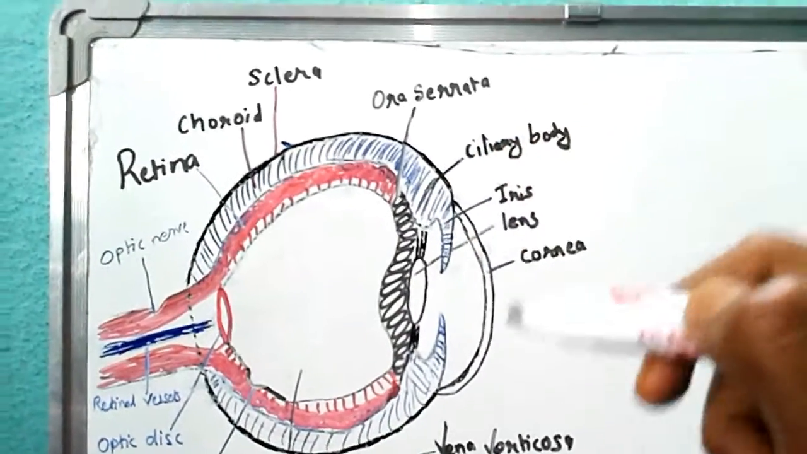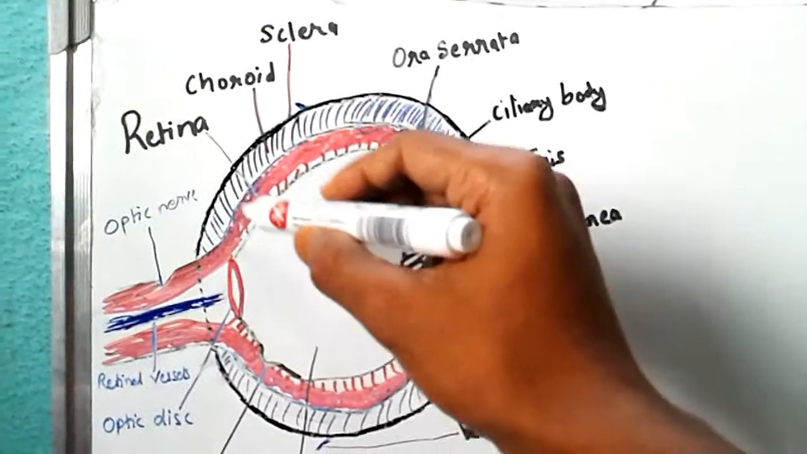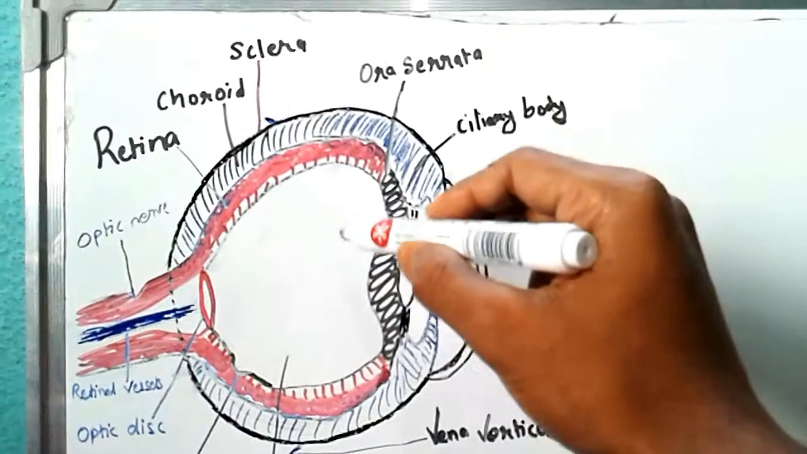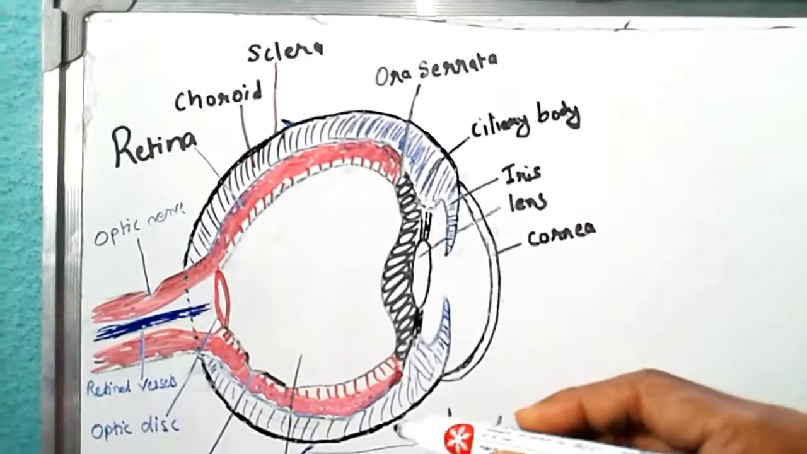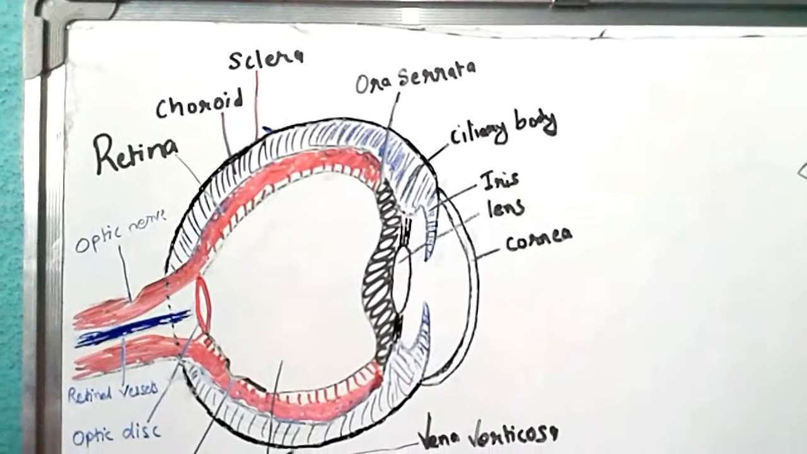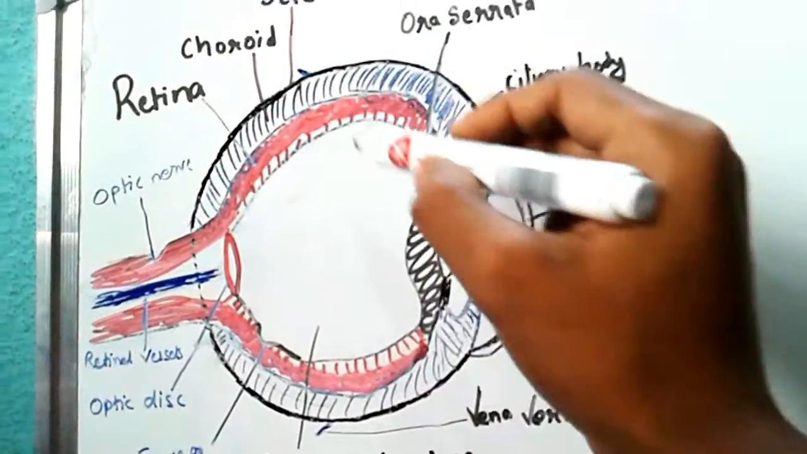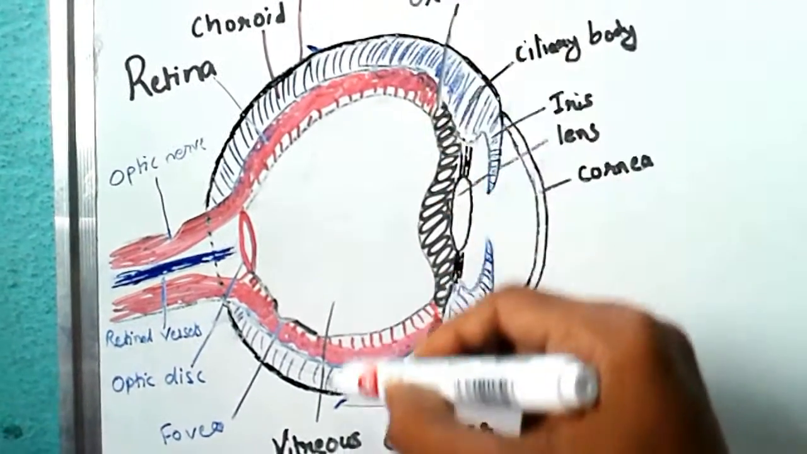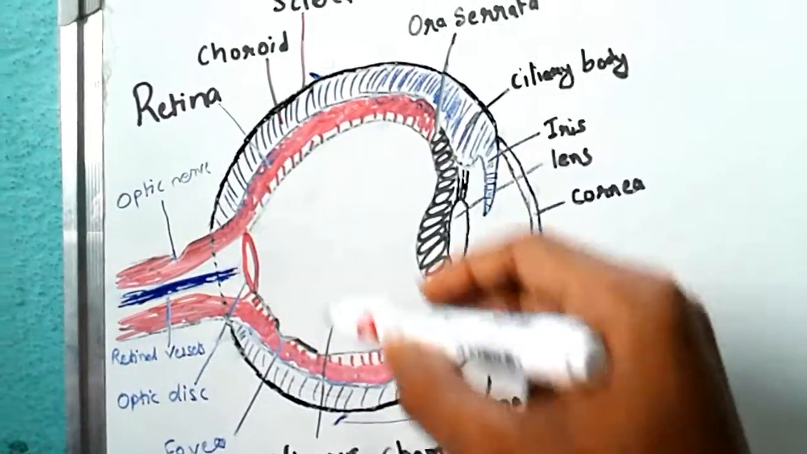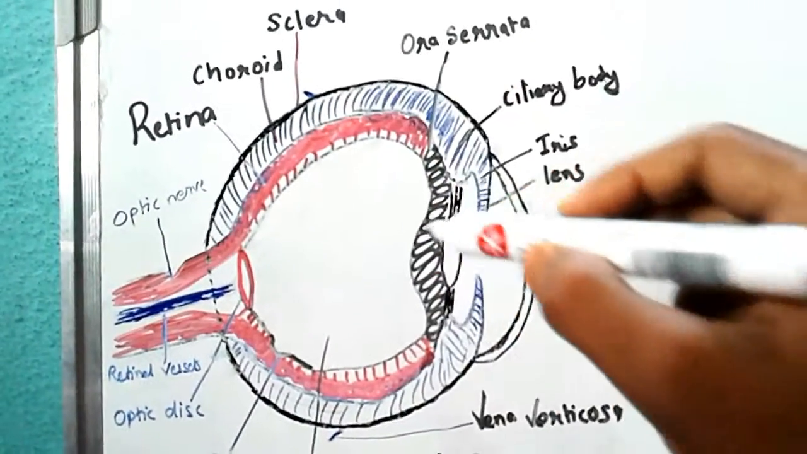It is divided into two regions, the posterior pole and the peripheral retina, which are separated by the retinal equator. The retinal equator lies in line with the exit of the four vena verticosa. These are the vena verticosa, so the retinal equator will lie in this line, and this is the posterior pole and this is the peripheral retina.